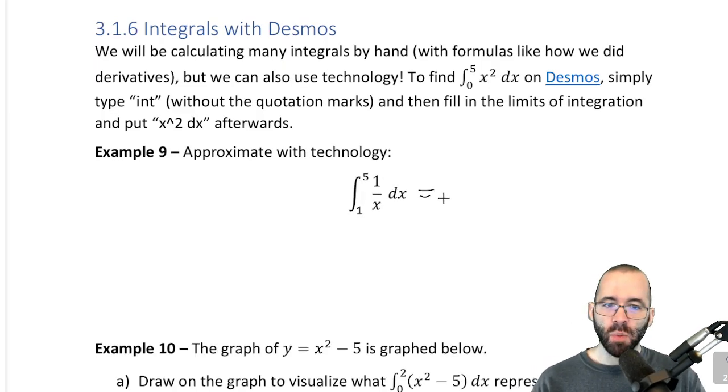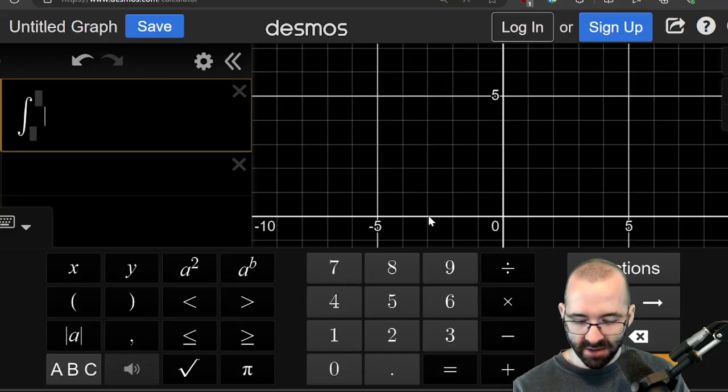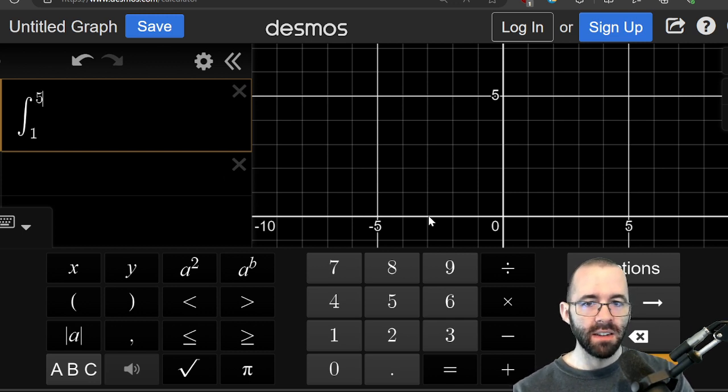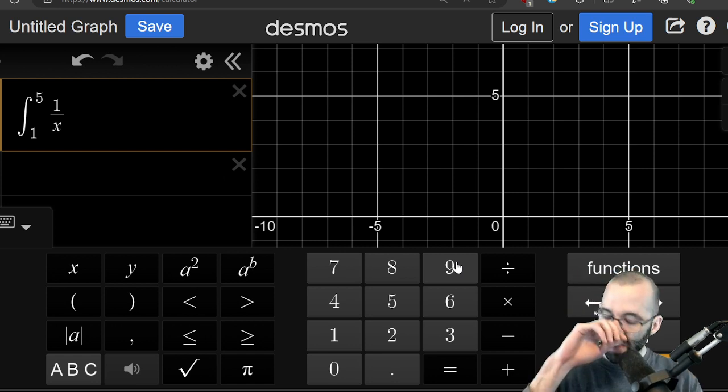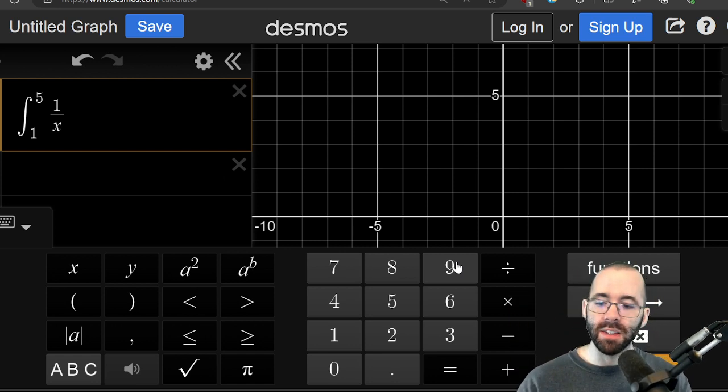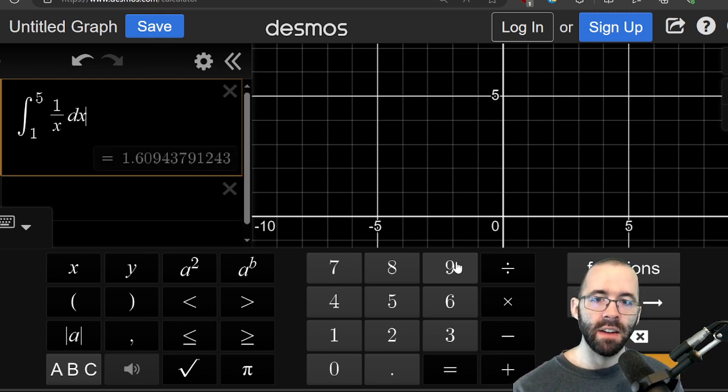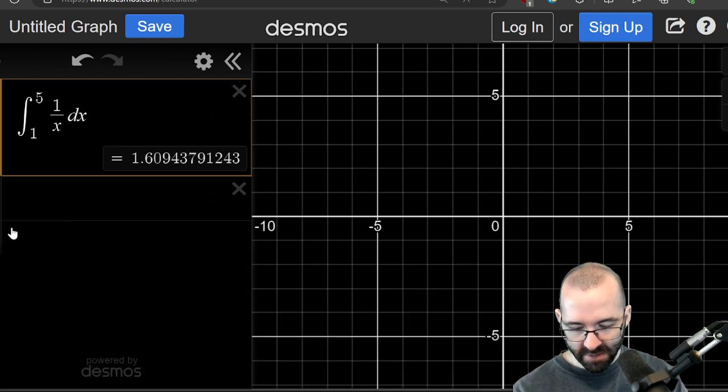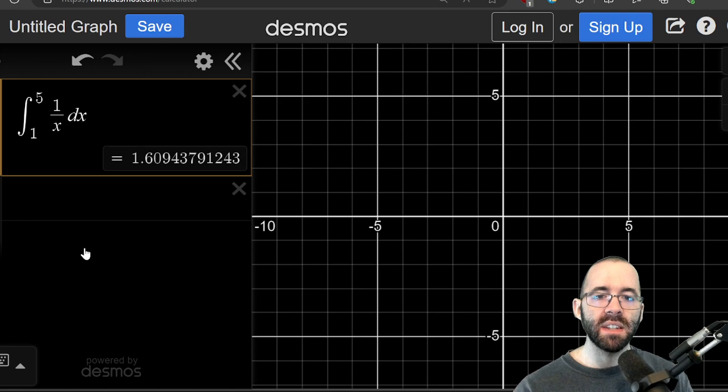So, the integral from 1 to 5 of 1 over x dx. We typed in int, put a 1 here, again press tab or use an arrow key. Go 5 here, press tab or use an arrow key. What's our function? 1 over x. Again, you can be clicking all of this down here if you'd like as well. Press tab. It's not giving us an answer yet because it doesn't know what our variable is. Write dx. And there's an approximation of the integral. It's about 1.609.